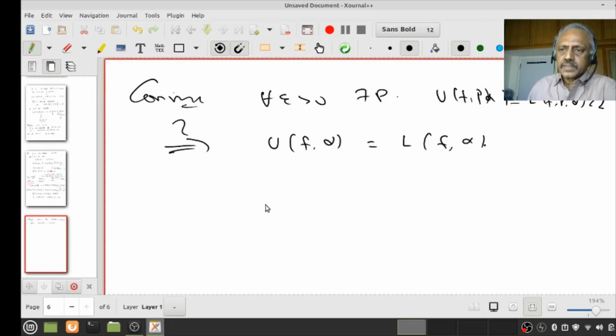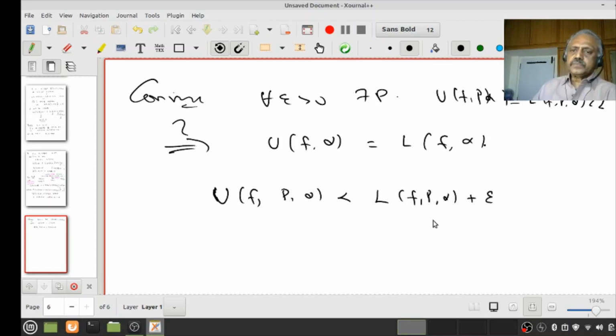Okay, right. So what do I know? Given epsilon, there is a partition P. Very good. So what does this say? This says that U of f, P, alpha is less than L of f, P, alpha plus epsilon. Right? So what do I do next? So let us look at the picture. For every epsilon this happens, right? Okay, good.